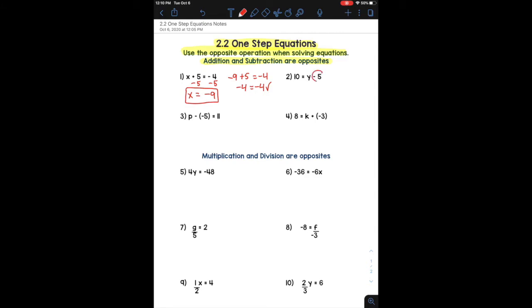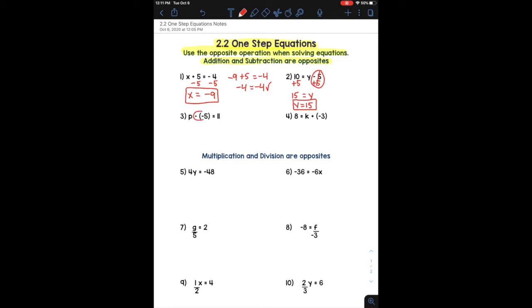Going over to problem number 2, here is our variable. It happens to be y, and ask yourself what is happening to the y variable. 5 is being taken away from it with subtraction. So again, we're going to do the opposite operation to solve for it and add 5 on both sides. Notice that when you add 5, -5 plus 5 is 0, and you're just left with the y on the right side of the equal sign. And on the left side, 10 plus 5 is 15. When you write your answer to an equation, you always want to write the variable first, so we would have y equals 15 as our answer.